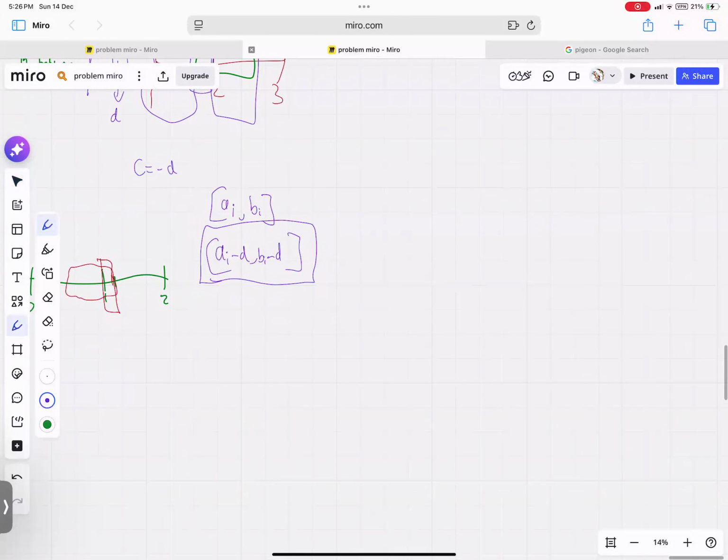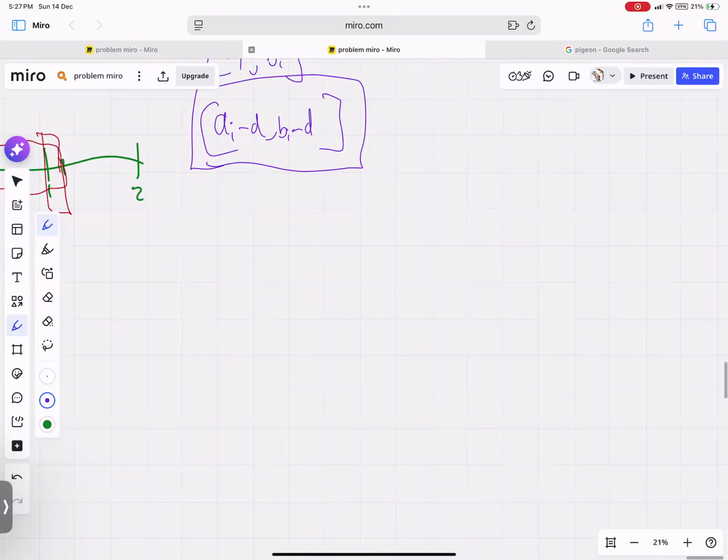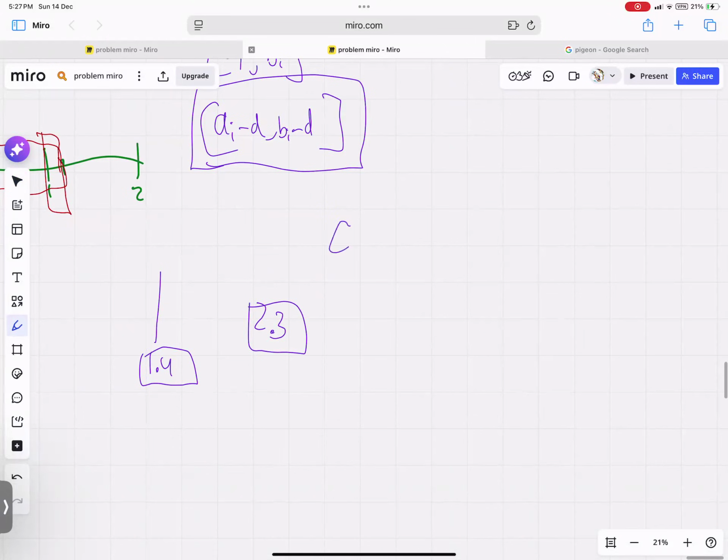Okay, so say we have this interval which is 1.4 and 2.3. Okay, 1.4 and 2.3. What are the real numbers between 0 and 1, such that 1.4 plus c and 2.3 plus c have no integers between them? What does this interval of c look like?